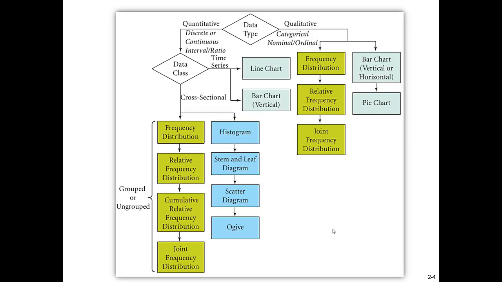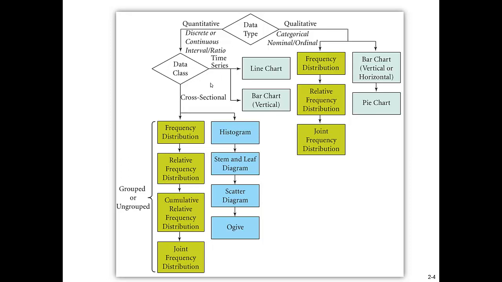Page 77 has this great illustration that summarizes for you all of the kinds of graphs and charts we're going to make throughout Chapter 2. We'll use these throughout the semester, so we really need to get a good grasp on these kinds of things. And this is a great picture because it breaks the charts and graphs down by data type, quantitative versus qualitative, and data class, cross-sectional versus time series.